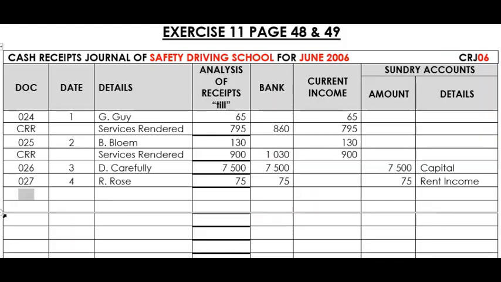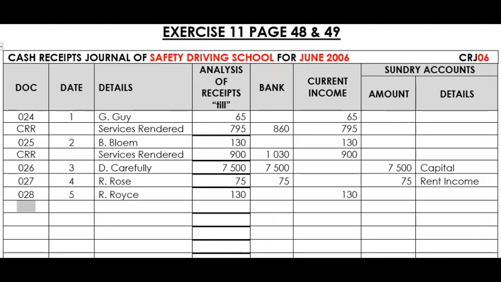So in your CRJ, it would look like this. First, let's look at the receipt. It's receipt number 28 on the 5th. We received the money from R. Royce, 130 Rand, but because there's another transaction for the day, we can't bank that value yet. Hold on. Okay, and we received it for driving license lessons. So it's a service that we render, and therefore it goes to current income.